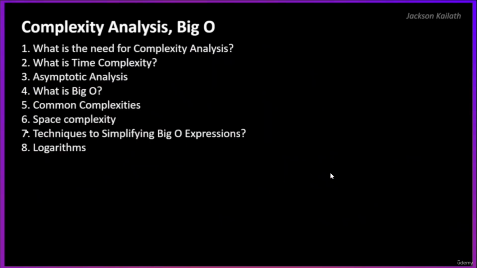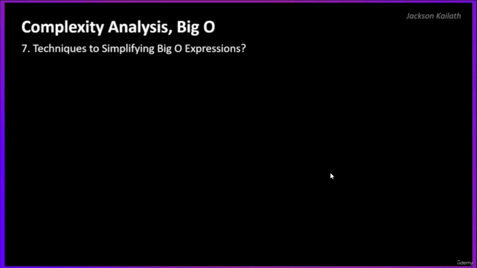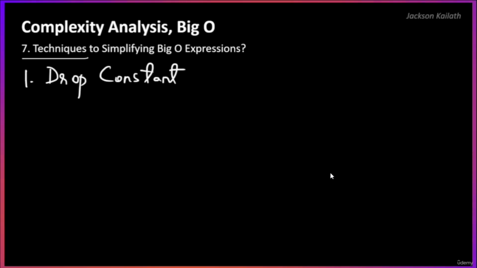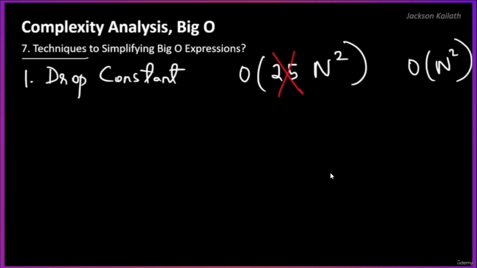Now let's take a look at a few techniques to simplify big O expressions. These are again things that we have discussed while we discussed the asymptotic analysis, but over here, let's just discuss them as pointers to techniques. So the first technique is drop the constant. For example, if you have the time complexity or the space complexity as O of 25 n square, drop the constant and you can say that it simplifies to O of n square.